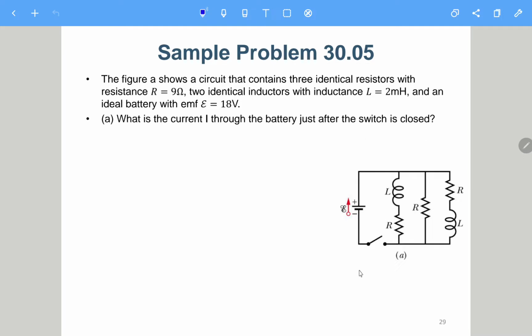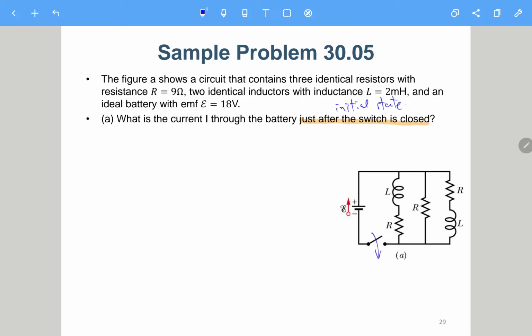Before the switch is closed, there should be no current, because no current can go in. I equals 0 when T is smaller than 0, before the switch is closed. There is no current going out, and in that case there will be no current. But just after the switch is closed, which means that it is the initial state, it starts to change.